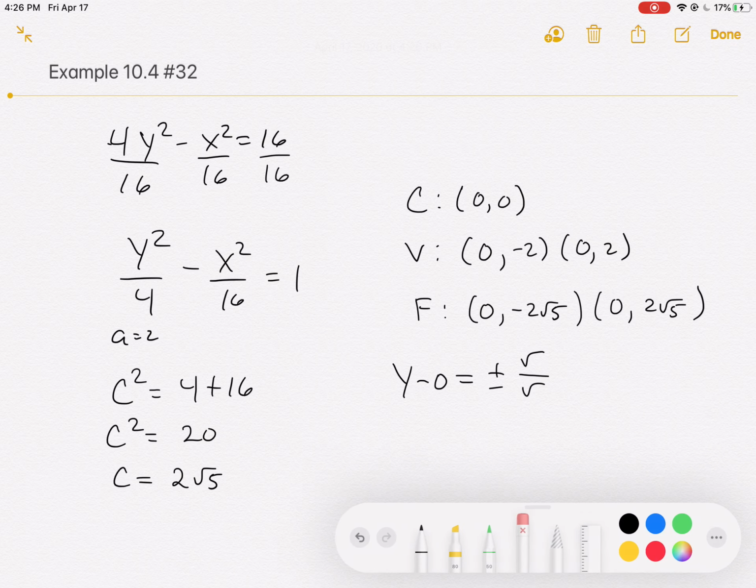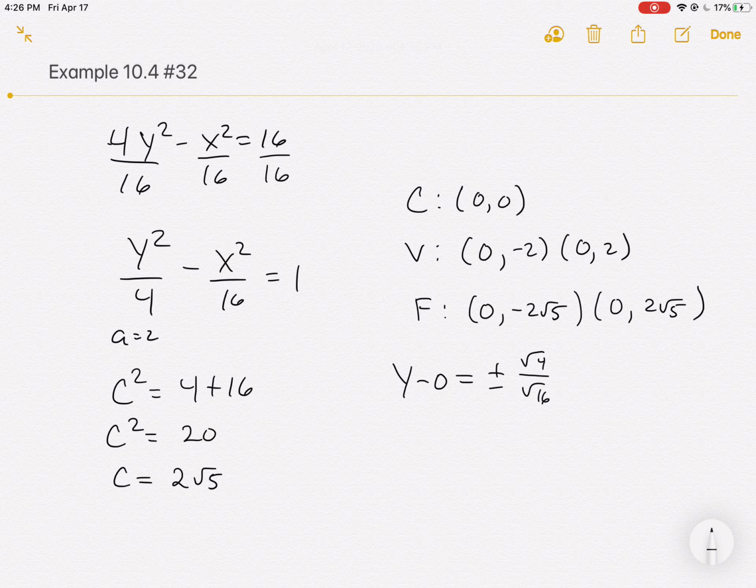So what's underneath the y is a 4. What's underneath the x is a 16. And that's times x minus h. So we have y is equal to plus or minus, well, that's 2 over 4, or 1/2 x. And that's your asymptotes. It does ask for a transverse axis as well.